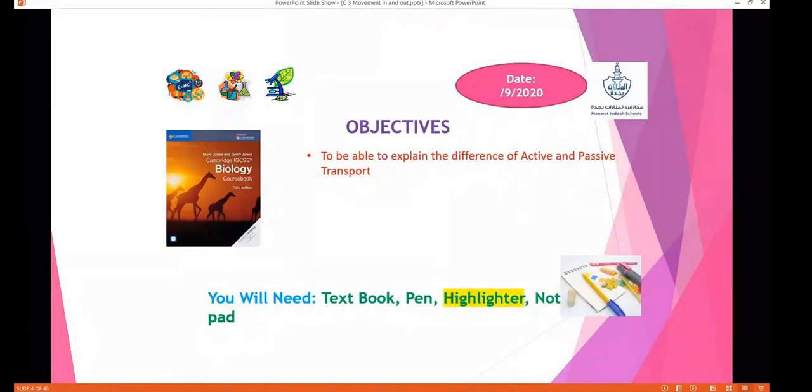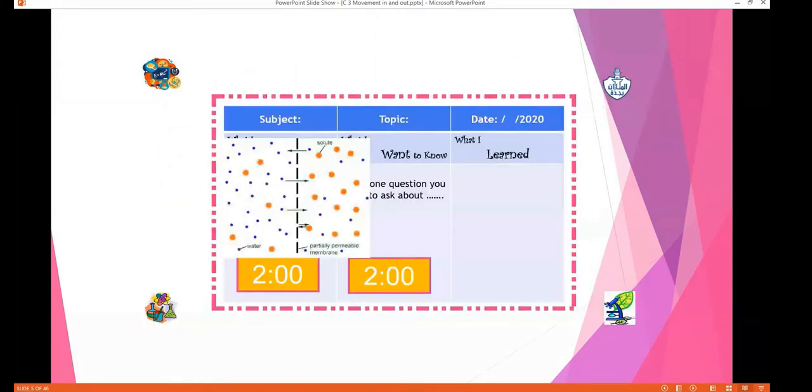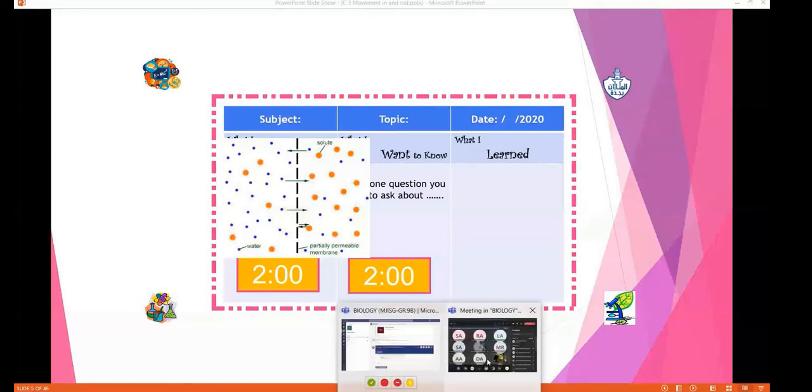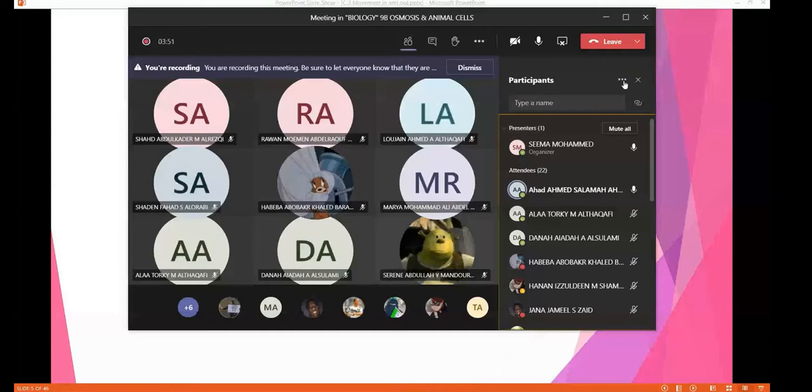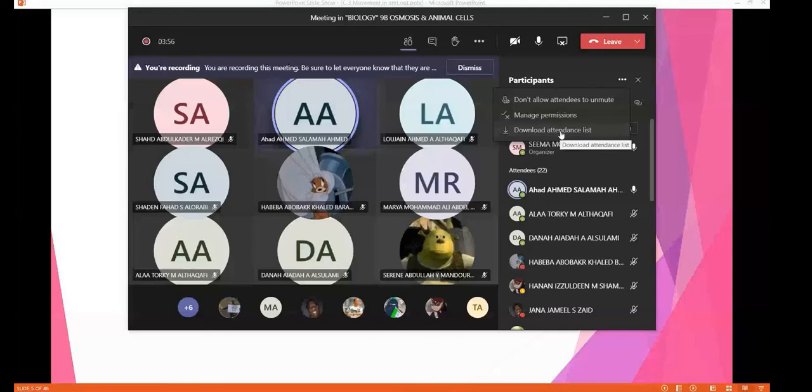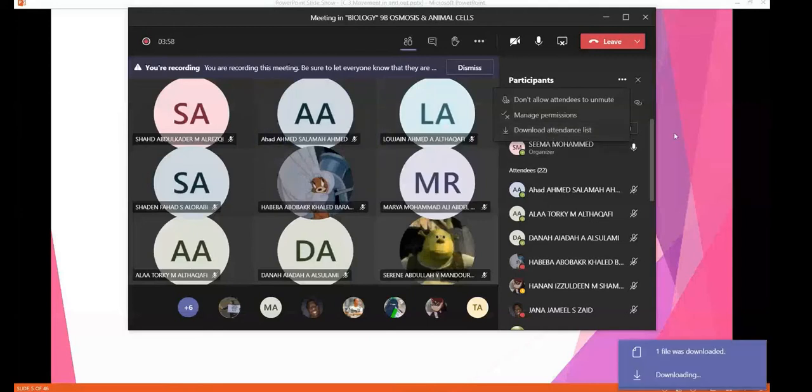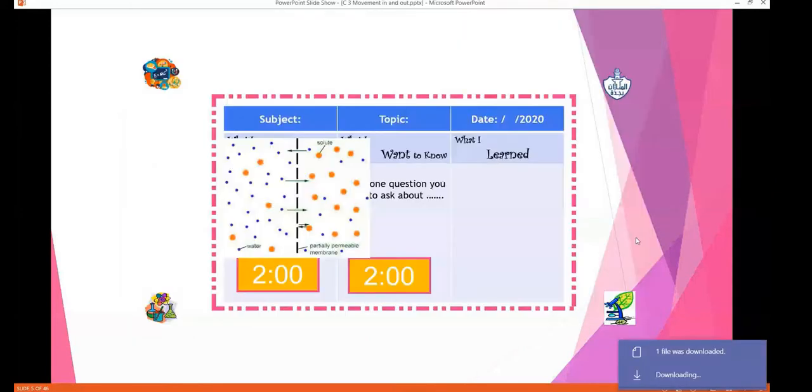The topic today is to be able to explain the difference of active and passive transport. We already spoke about the passive transport. So can you please tell me what are the two processes or two types of movement which are examples of passive transport? Diffusion and osmosis. Very good. Excellent. So I'm downloading the attendance. We have 22 attendees so far.